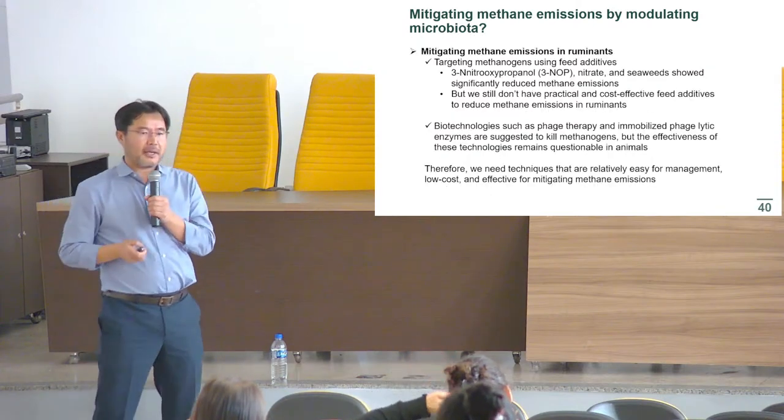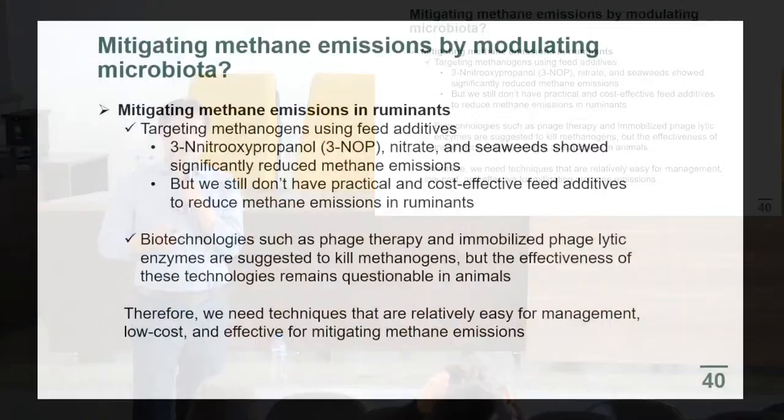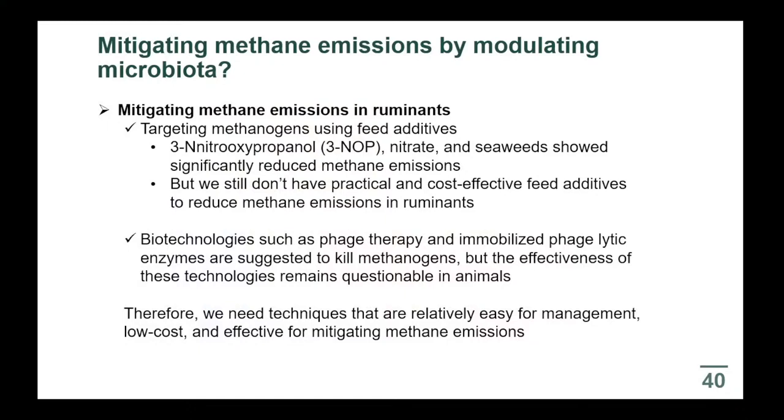There are some studies already conducted to reduce methane emissions. One very famous one is the 3NOP studies, published in, I think, PNAS. Also nitrate work, and recently the seaweed experiment done by UC Davis teams. Honestly, I believe none of this work is practical, because if we stop 3NOP, they are going to produce more methane. Also, based on the PNAS editorial story, bacteria will adapt to digest 3NOP. Easily, they will pick up enzymes to break down 3NOP.